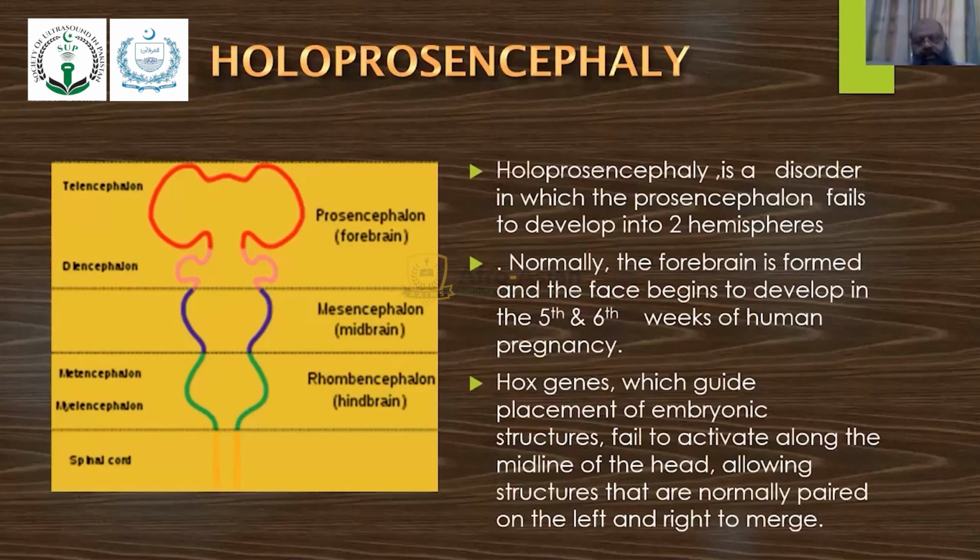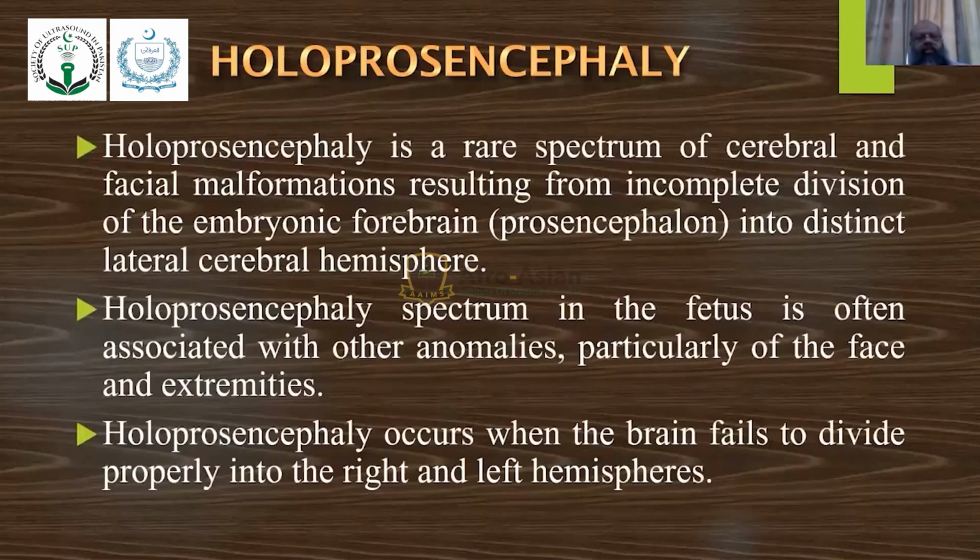But if it is absent, we will get a single proboscis instead of a nose with two nostrils. And instead of two eyes, there will be a single eye. The eyeballs are not separated, they look fused.